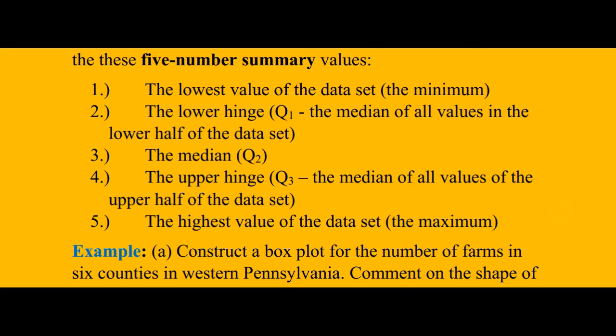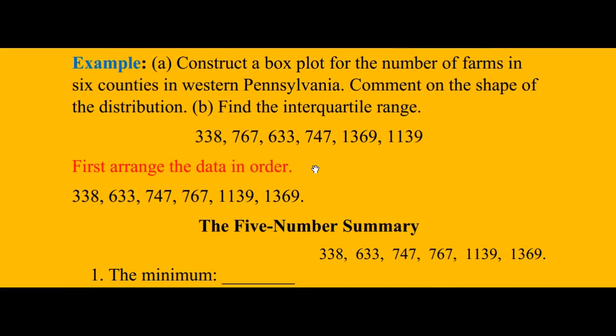So let's look at an example right away. Construct a box plot for the number of farms in 6 counties in western Pennsylvania. Comment on the shape of the distribution. Then B, find the interquartile range. We are given 6 numbers for these 6 counties. Wow, a lot of farms in those counties.